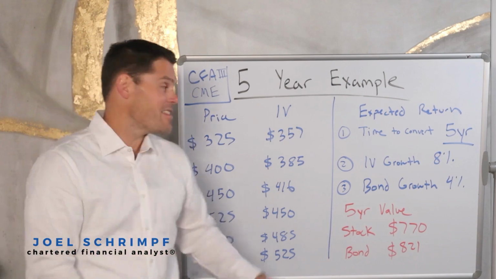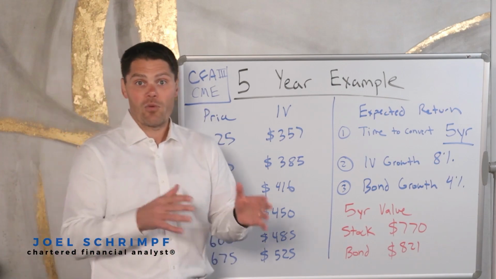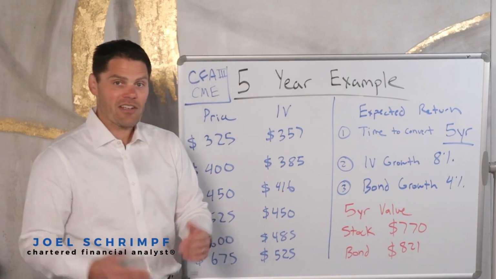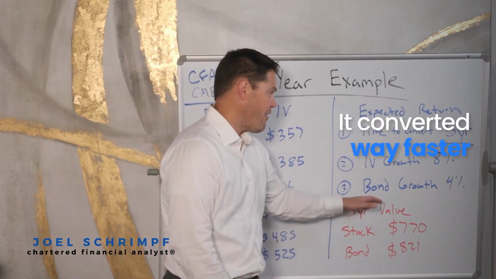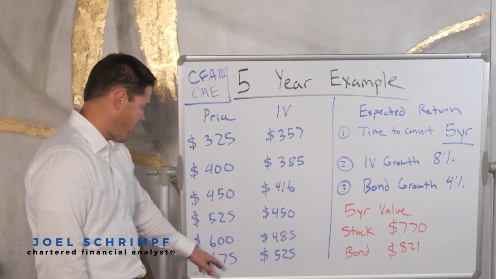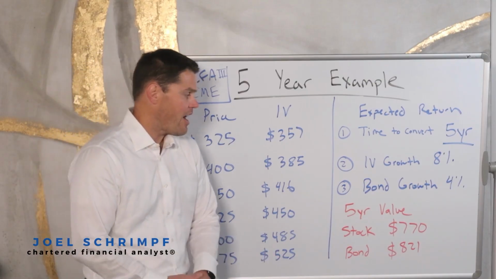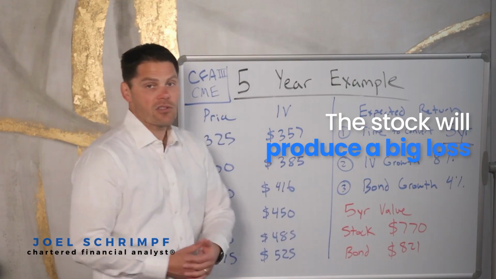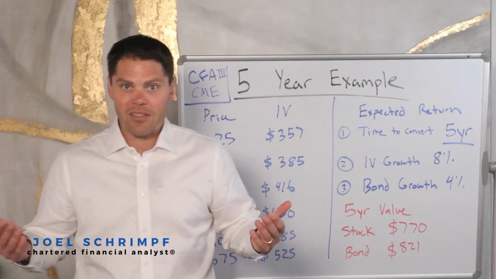Now, in the case of the CFA, they gave a real-life case where the person made the projection, and actually in their projection in real life, it converted way faster. So say for instance, if the stock in 1 year converts from 675 back to 525, then of course the bond is going to be way better because the stock is actually going to produce quite a big loss, which is what happens in the stock market.